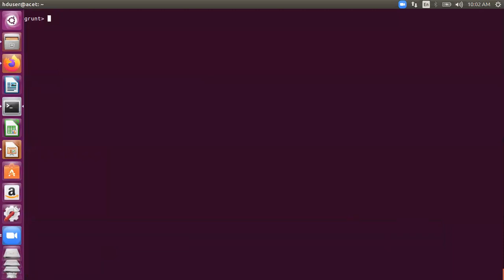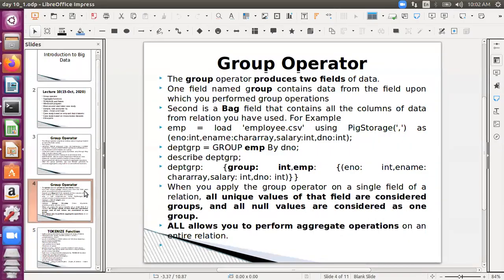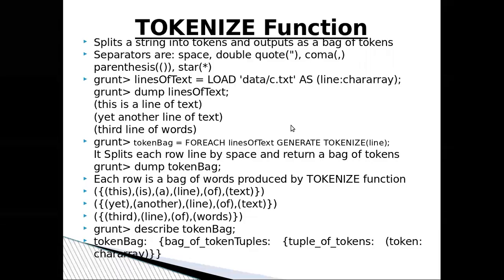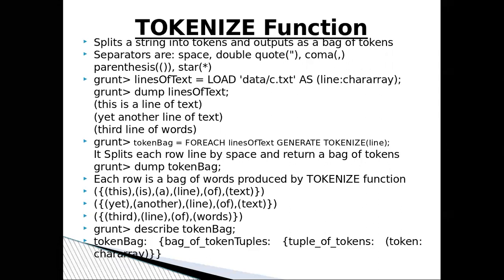Let's now discuss a function, tokenize. A very interesting function which would help us in our case study. This tokenize function splits a string into tokens and outputs them as a bag of tokens, or words you can say. Your file may be space separated, double quote separated, comma separated, parenthesis separated, star separated, whatever. It will split it.